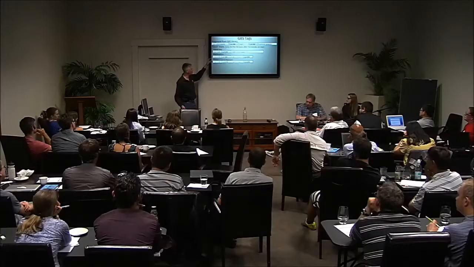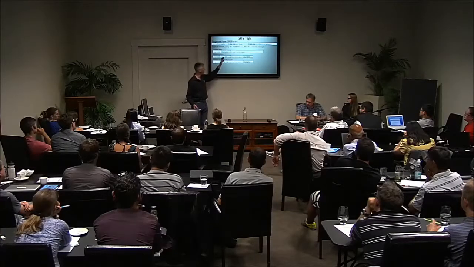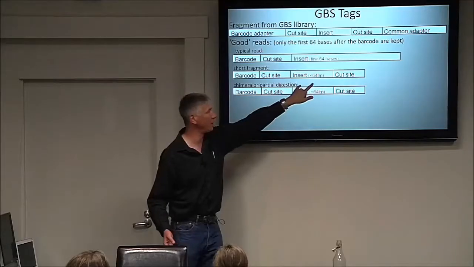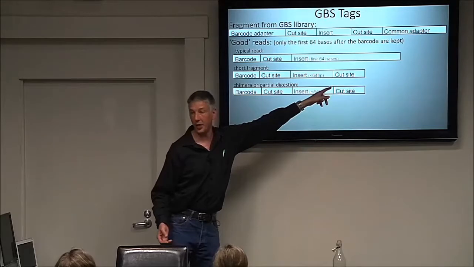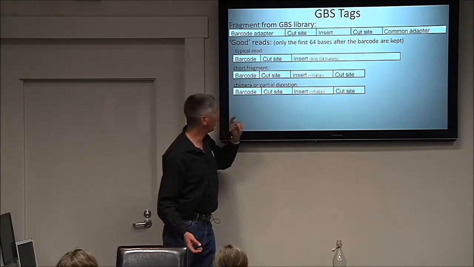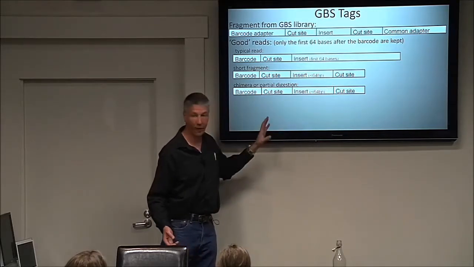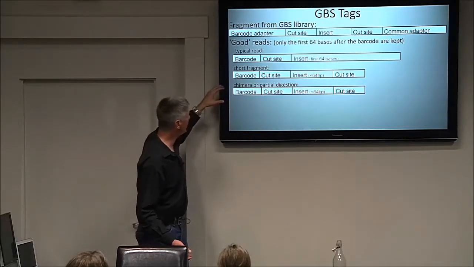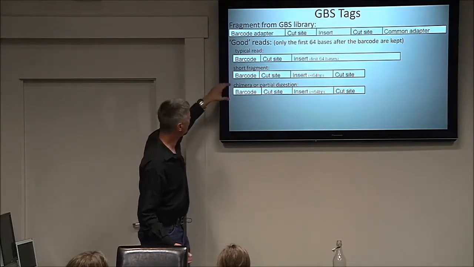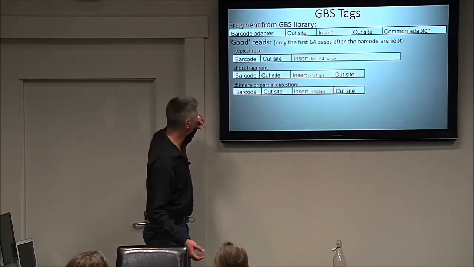Sometimes we see a short fragment. So we've got the barcode and the cut site insert combination that are less than 64 bases, and then followed by another cut site. Okay, so that would be a short fragment, still useful. And then we also see sometimes these look exactly the same, a chimera or partial digestion.